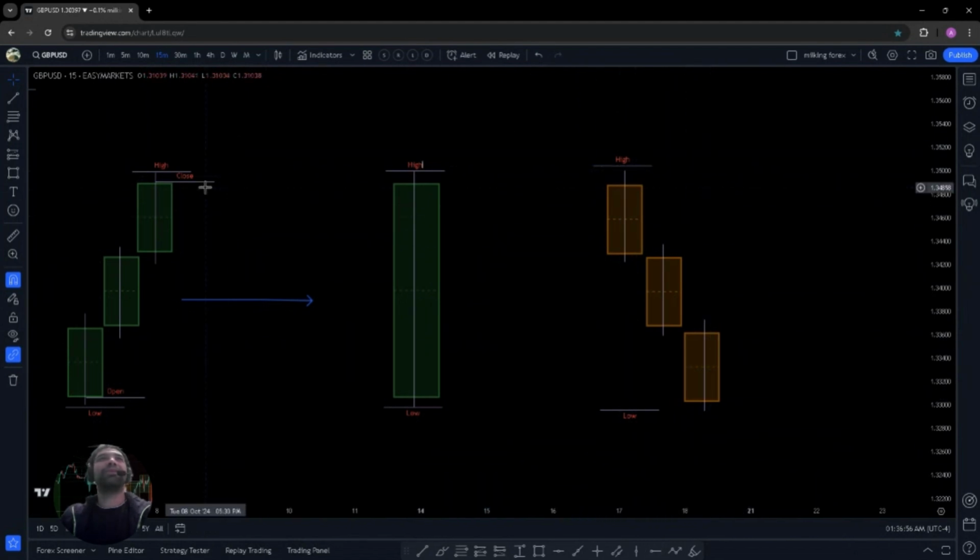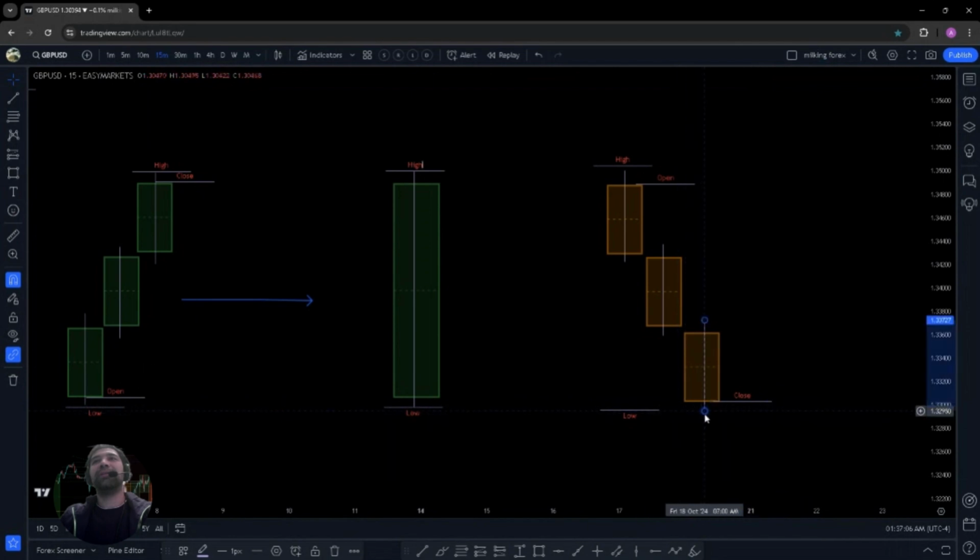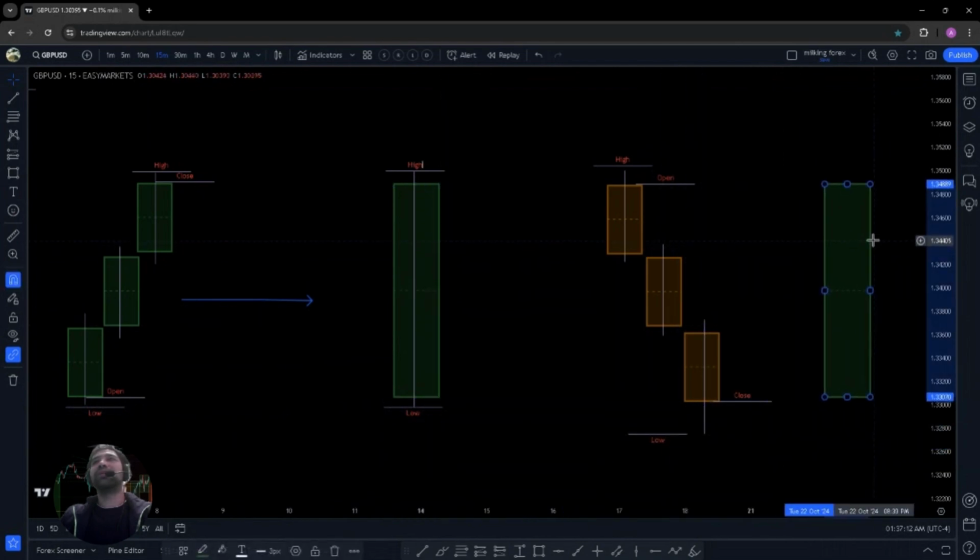What is the opening price? The price is opening around here, and the price is closing. What is the closing price? The price is closed around here, right? And this is the low of the candle that was formed, right? So how can we expect the movement of the price?